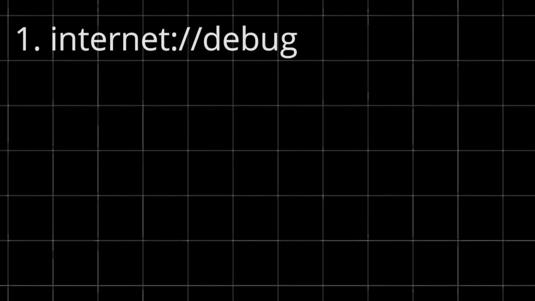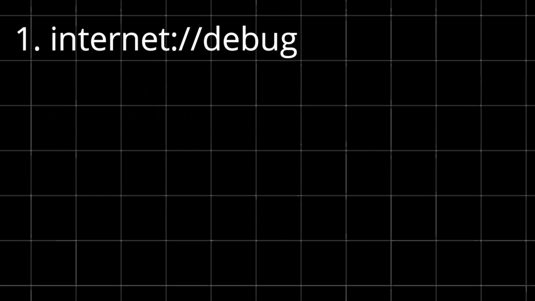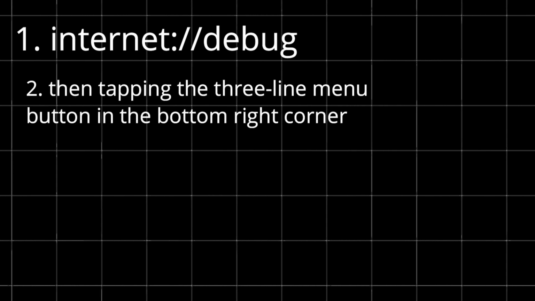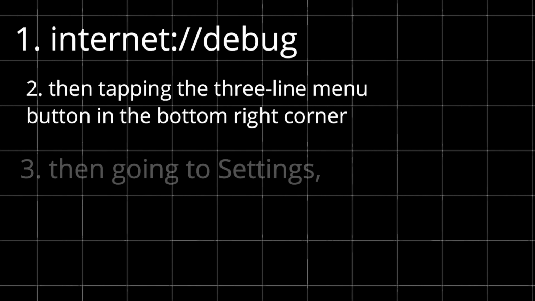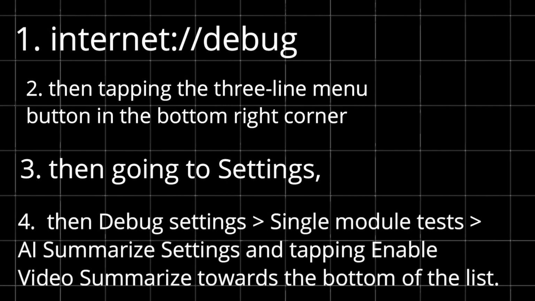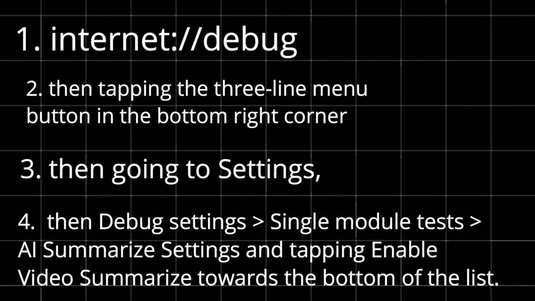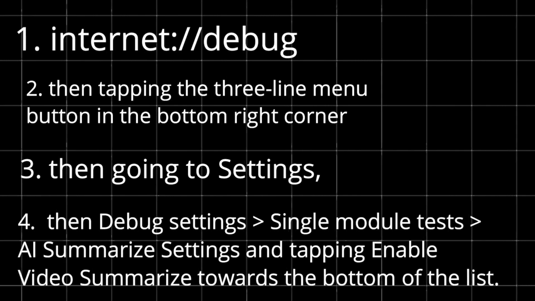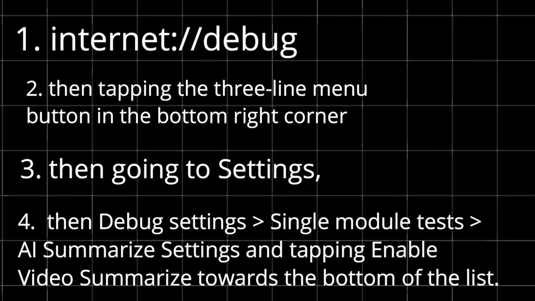Right now, if you want to test this, you can by entering internet://debug in the address bar of Samsung Internet, then pressing go, then tapping the three-line menu button in the bottom right corner, then going to Settings, then Debug Settings, Single Module Tests, AI Summarize Settings, and tapping Enable Video Summarize towards the bottom of the list.